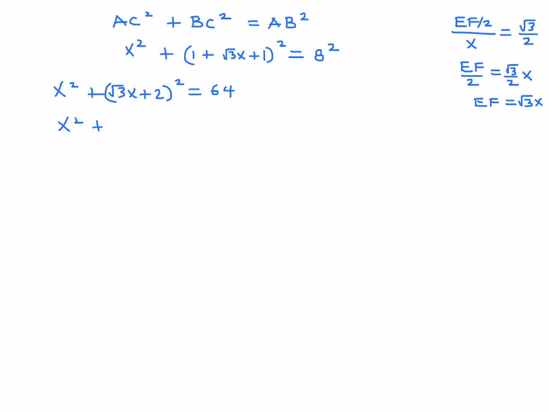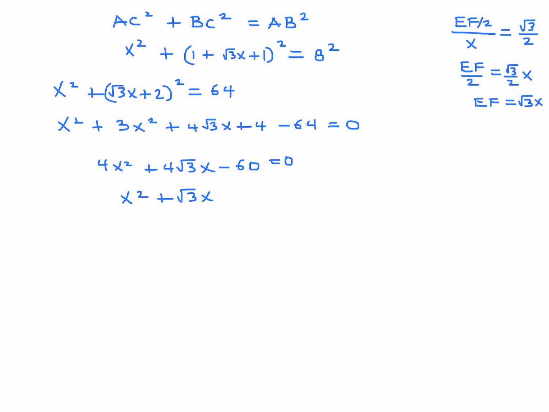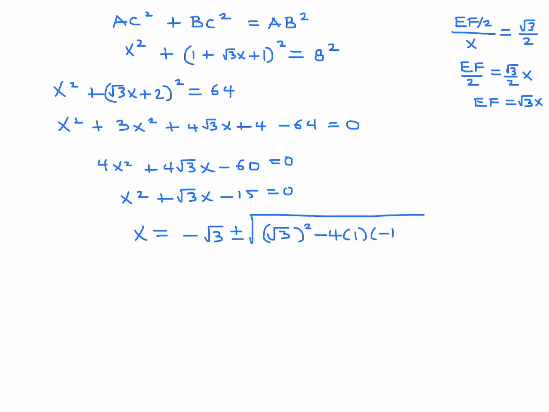Expanding, we get x squared plus 3x squared plus 4 root 3 x plus 4 minus 64. Put everything on one side. So this is 4x squared plus 4 root 3 x minus 60. Divide through by 4, and we get x squared plus root 3 x minus 15. And most likely going to need a quadratic, so x is equal to minus b plus or minus the square root of b squared minus 4ac all over 2a.